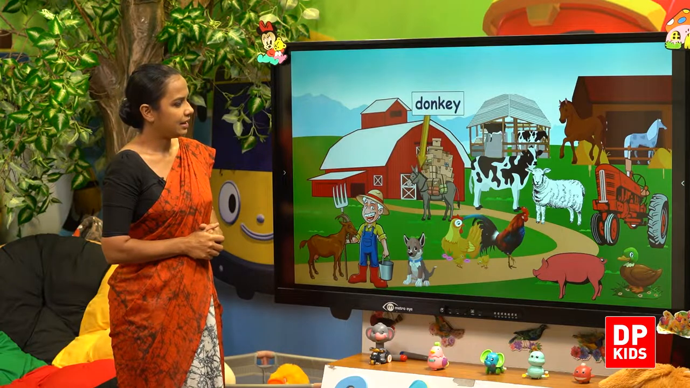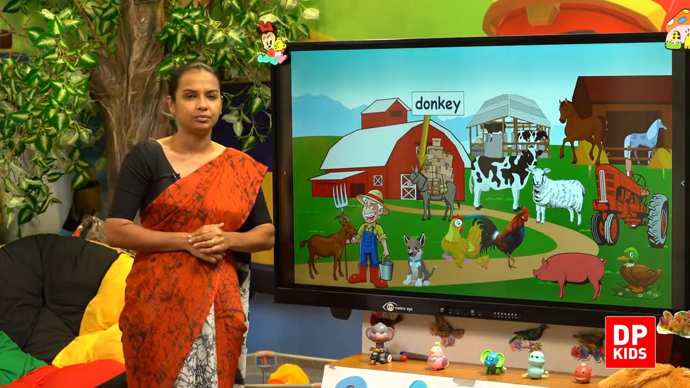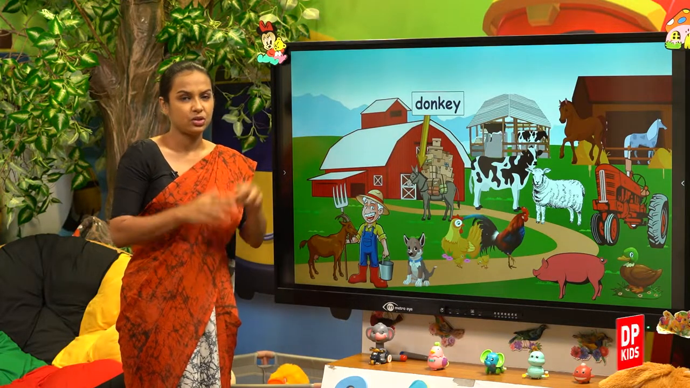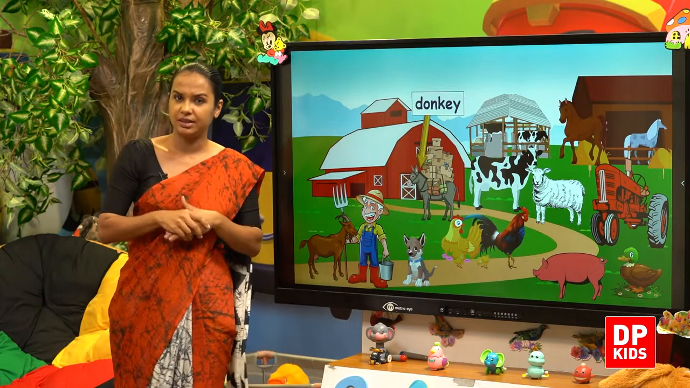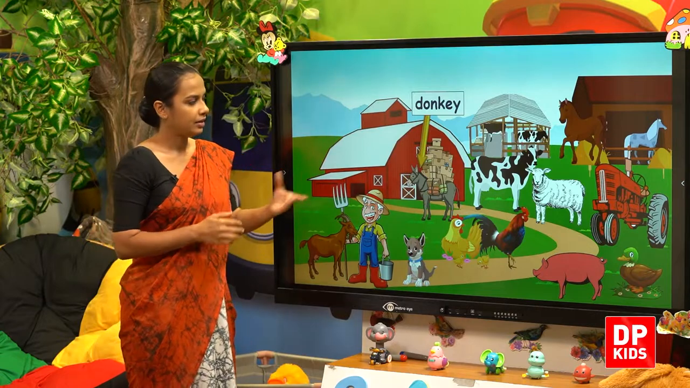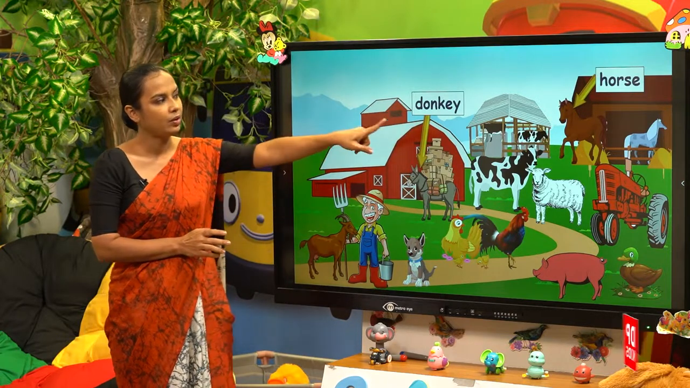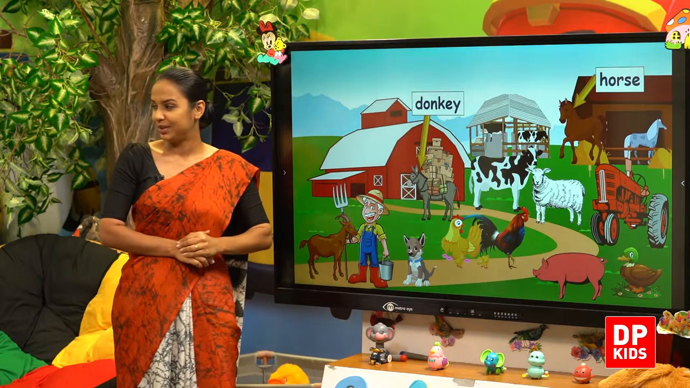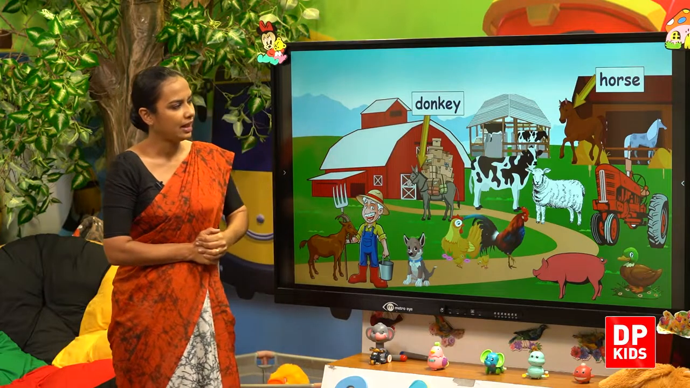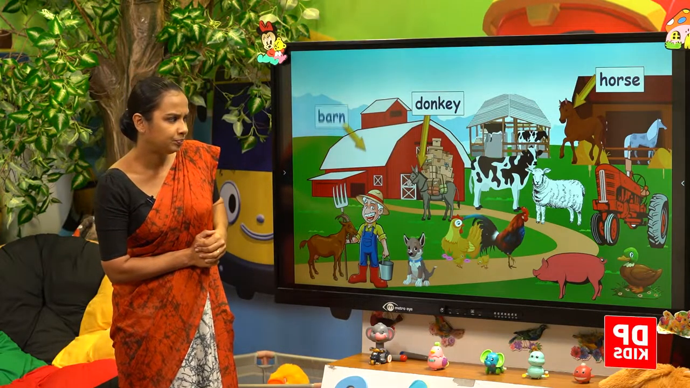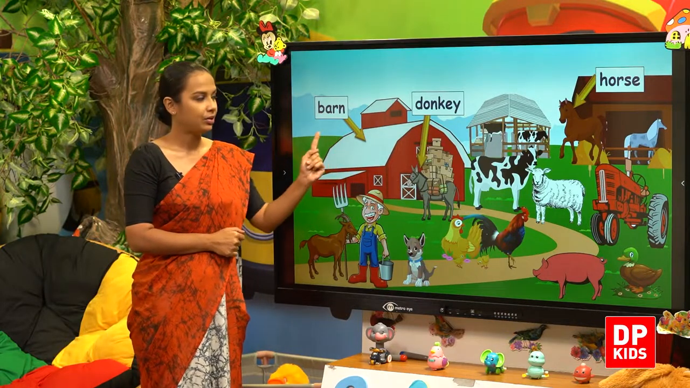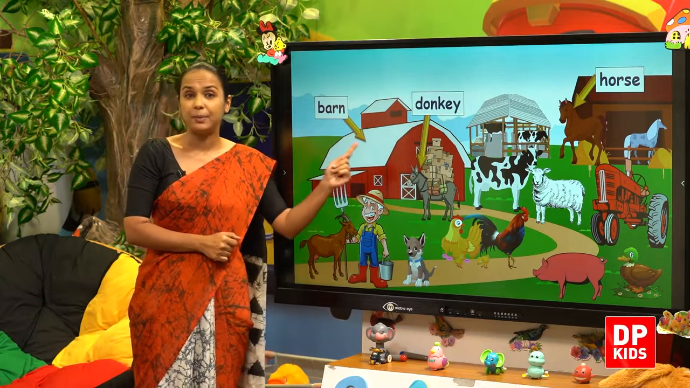Yes. Here we go. The donkey. Right? So donkeys are there to carry heavy loads in the farm, right? Then we have the horse there. We have the horse there, right? Again, then we have, yes, this is the barn, right? This is the barn.